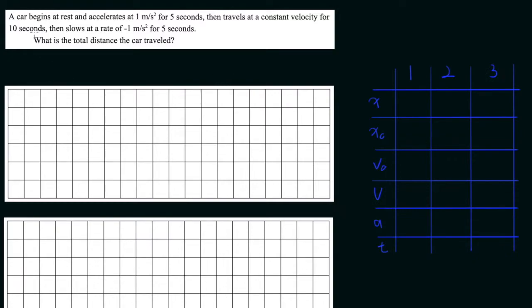So let's get started. A car begins at rest and accelerates at 1 meter per second squared for 5 seconds. So this is our first situation. We are going to start from rest. That means our initial velocity is 0. We are starting, so we are at an initial position of 0 as well. Our time is going to be 5 seconds. And then our acceleration is going to be a positive 1. So what we want to know is what is the displacement I take after those first 5 seconds? And then what is my velocity after those 5 seconds?